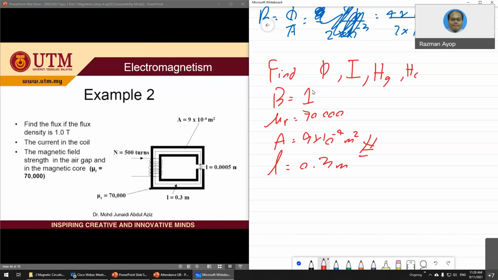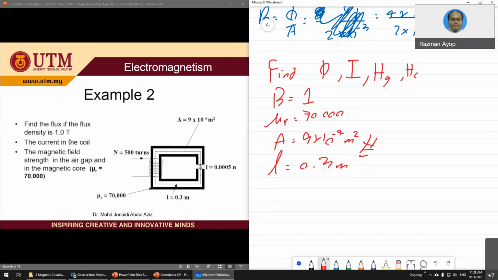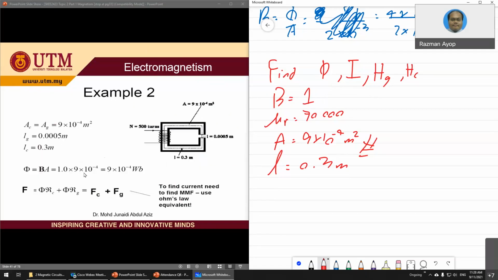So what to do first? You want to find the flux first. You have the turn, you don't have the current. You have the length. So you can see here, this is the step to do this. Flux is equal to BA. You already have the flux density, which is 1 Tesla. And the area is also given, and assume that there is no fringing effect. The area stays the same.